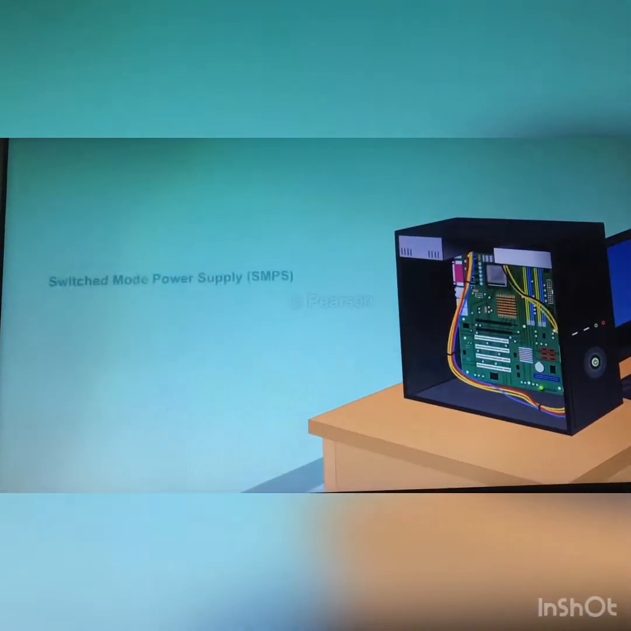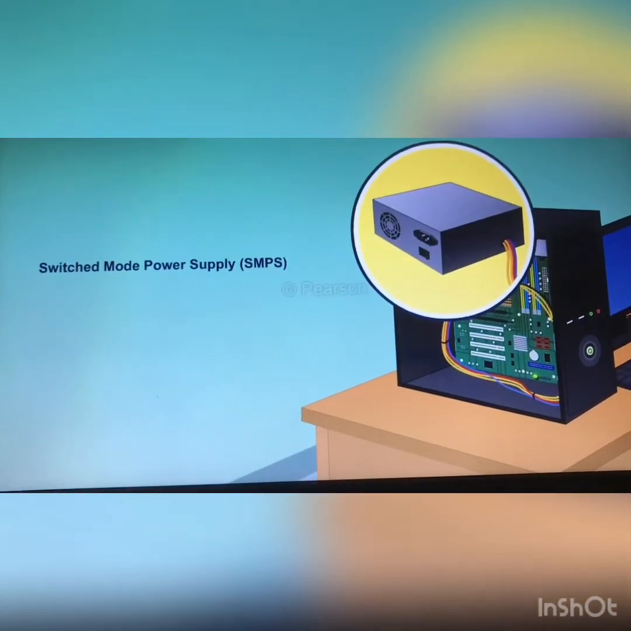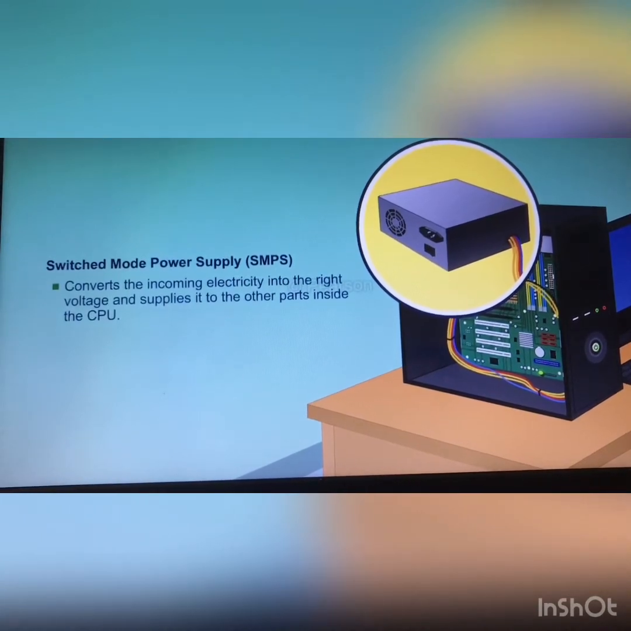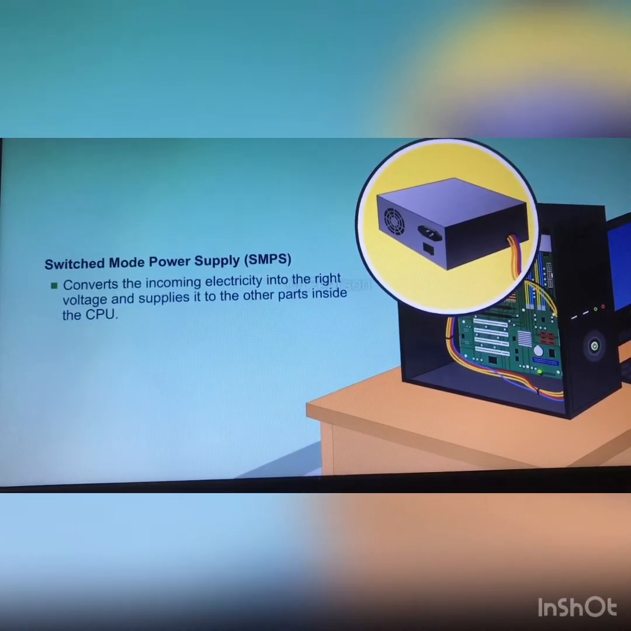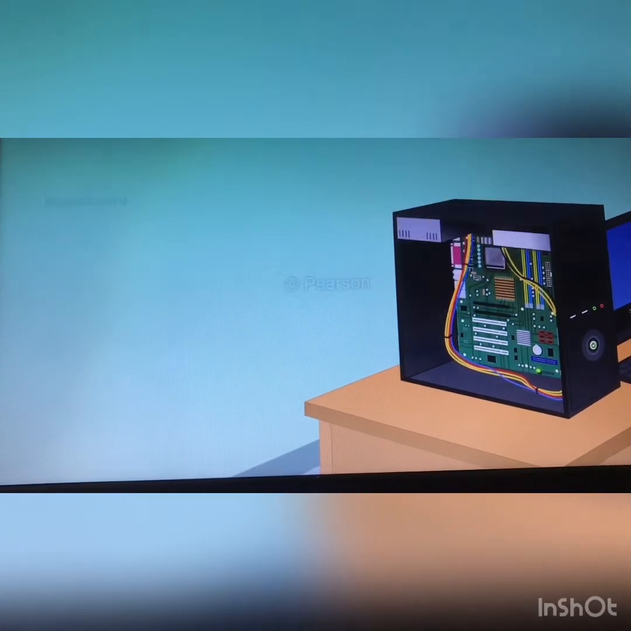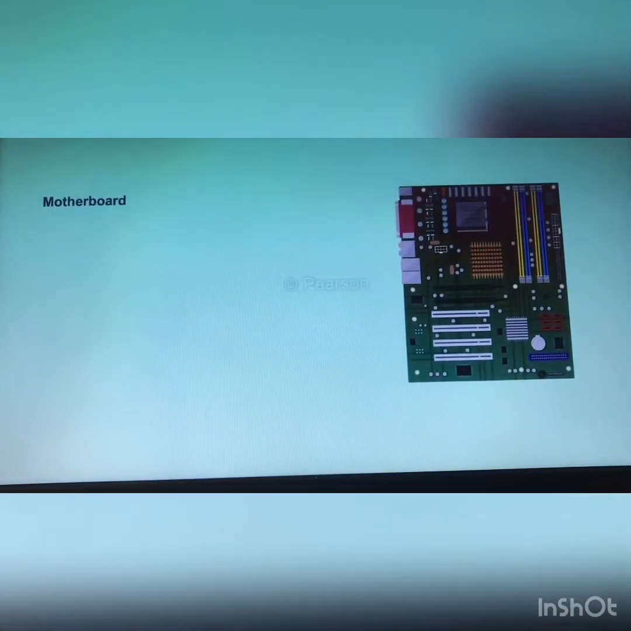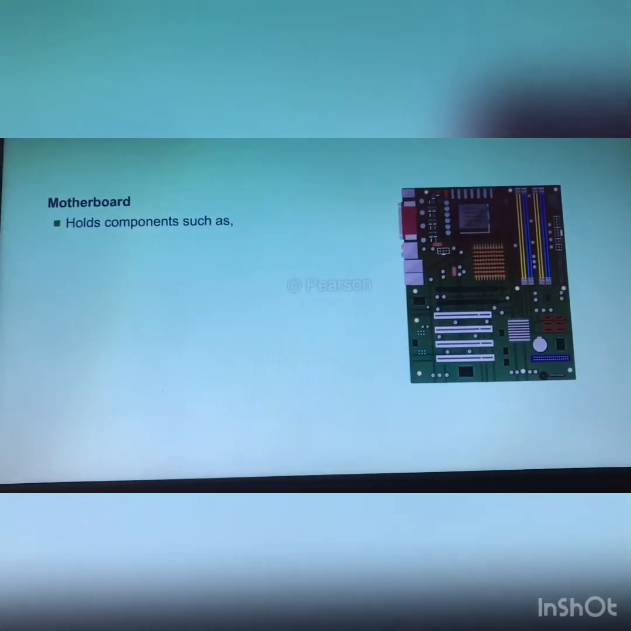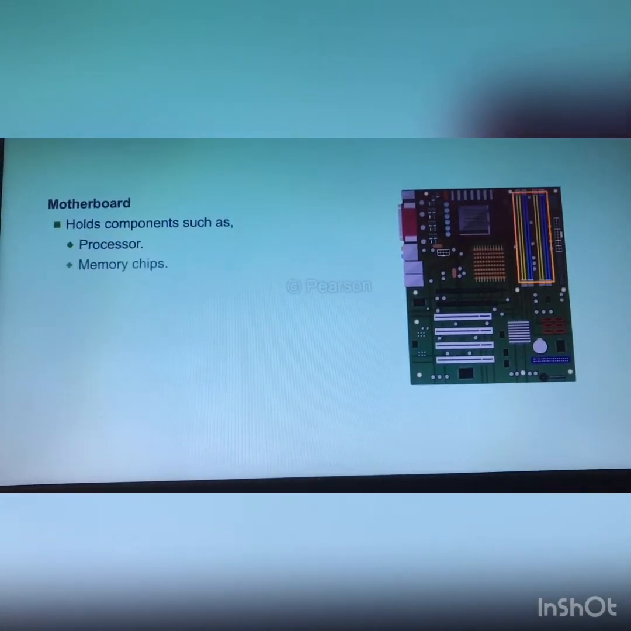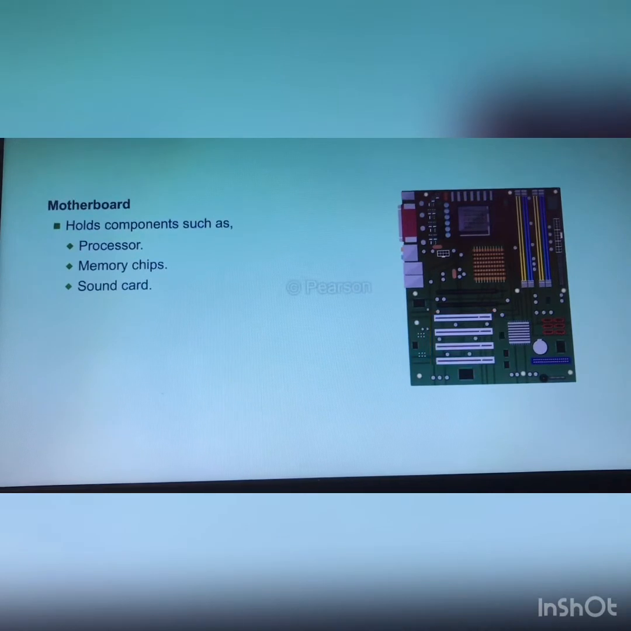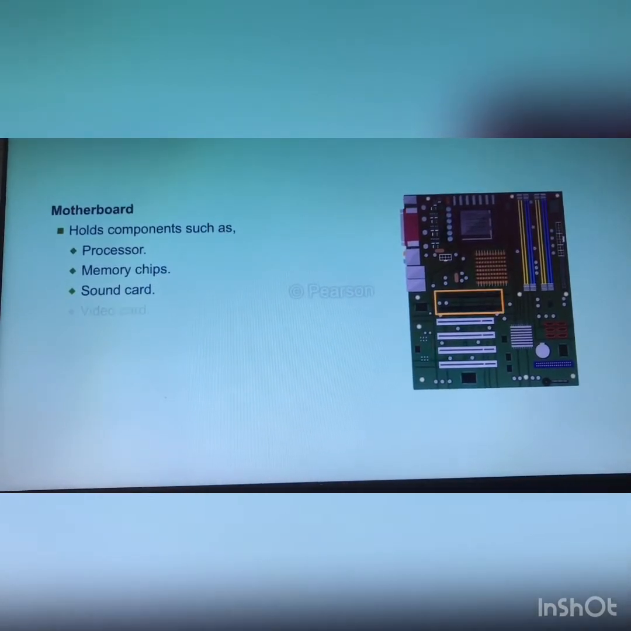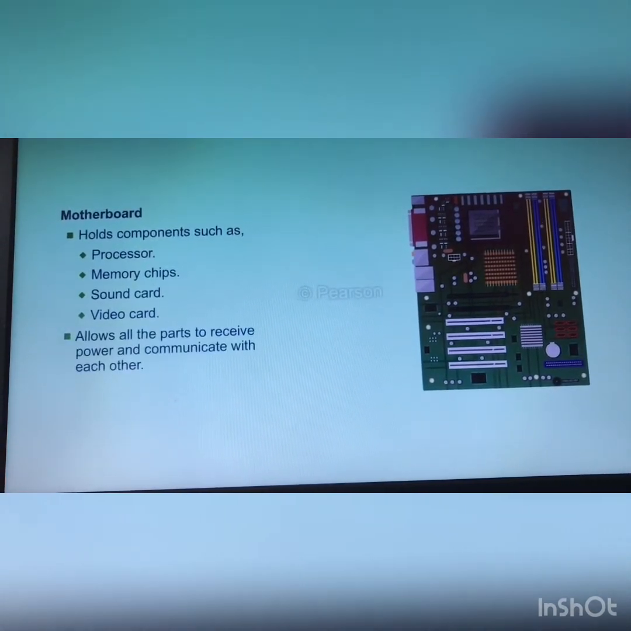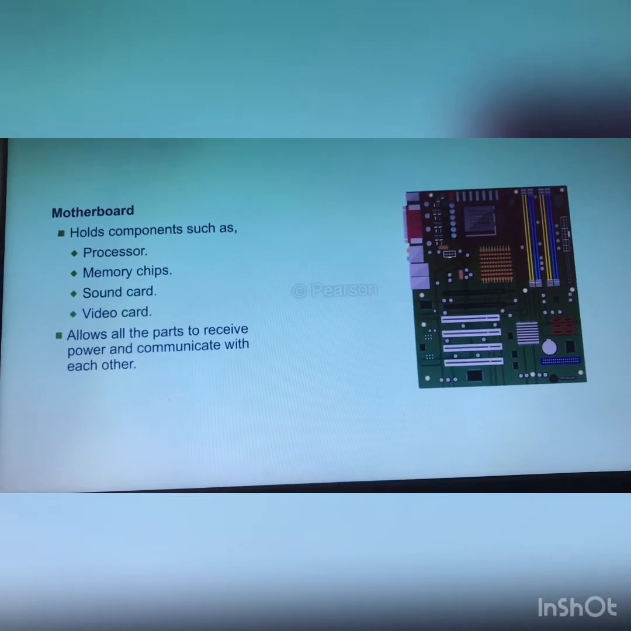First, he explains the switched mode power supply or SMPS. The SMPS converts the incoming electricity into the right voltage and supplies it to the other parts inside the CPU. Then, he explains about the motherboard. The motherboard is the main board that holds many of the crucial components such as processor, memory chips, and several cards such as sound card to play sounds and video card to display graphics and animations. It allows all the parts to receive power and communicate with each other.